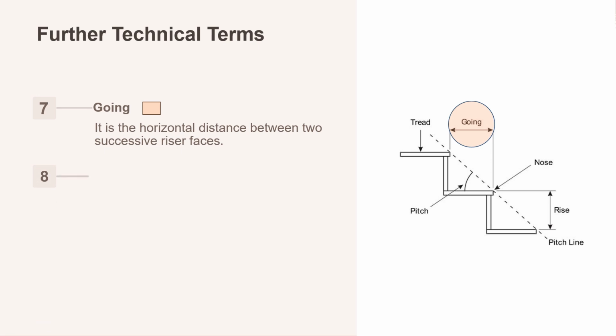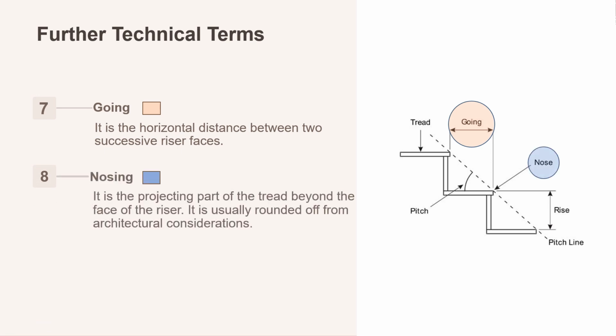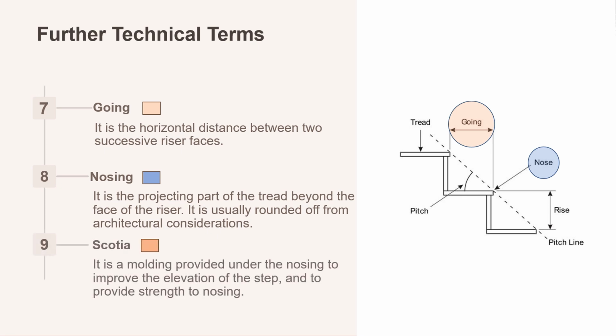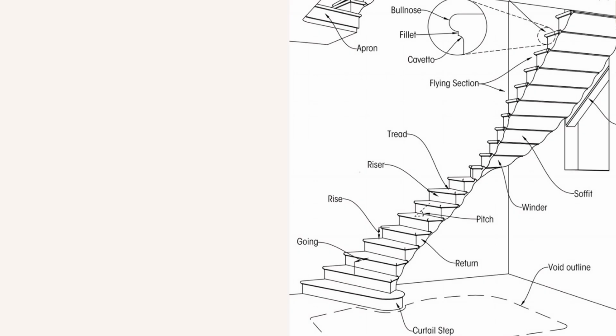Nosing. The nosing is the part of the tread that sticks out past the riser. Next time you use stairs, notice the slight overhang on each step. That is the nosing. It is often rounded for safety and looks nice too. Squasher. This is a decorative molding under the nosing that adds strength. Look closely at nicely finished stairs and you might see a decorative strip under each tread. It is like the trim around a window, adding a finishing touch.